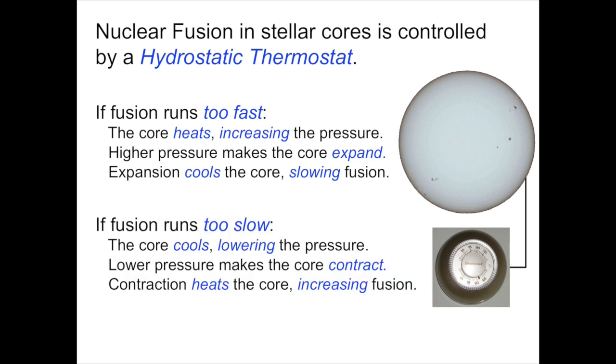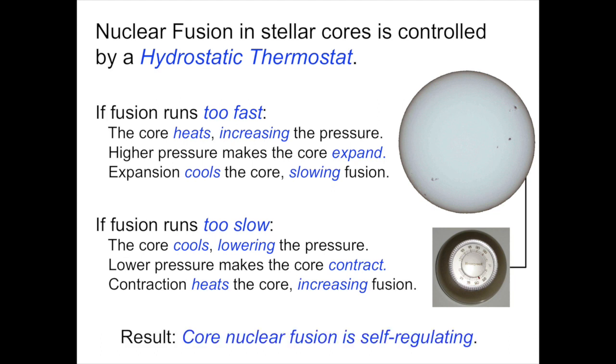Contrariwise, if the fusion somehow was running too slow, the core would begin to cool off. It wouldn't be generating energy fast enough to make up for the energy lost by the core. The lower core temperature lowers the core pressure. But if the core pressure is lower, gravity gets the upper hand and the core begins to contract. But as the core contracts, it begins to heat up, increasing the fusion rate. This leads to a compensating reaction.